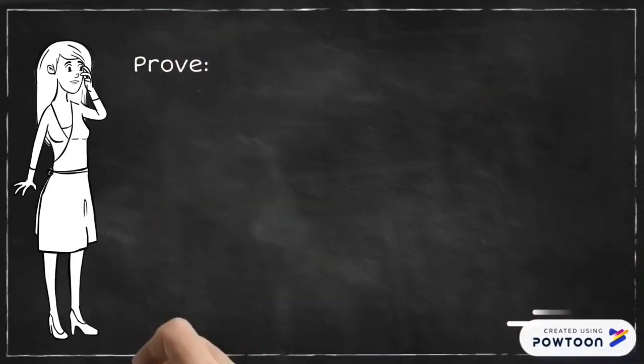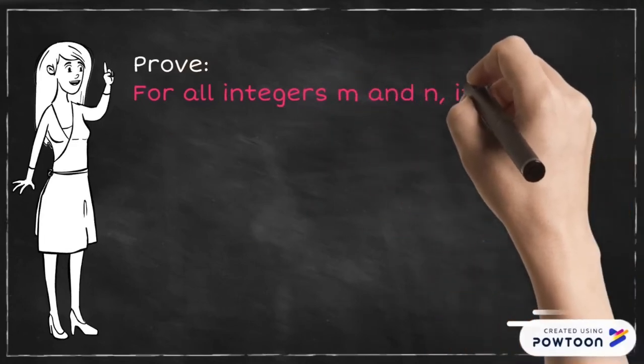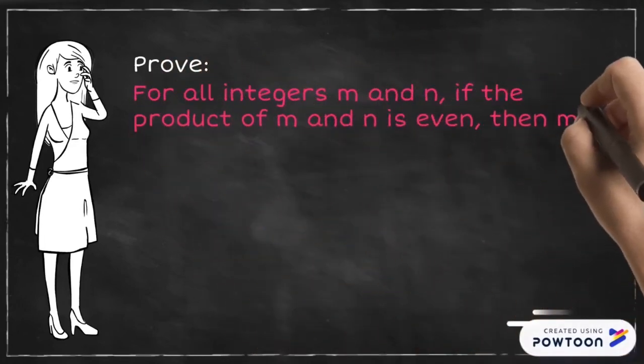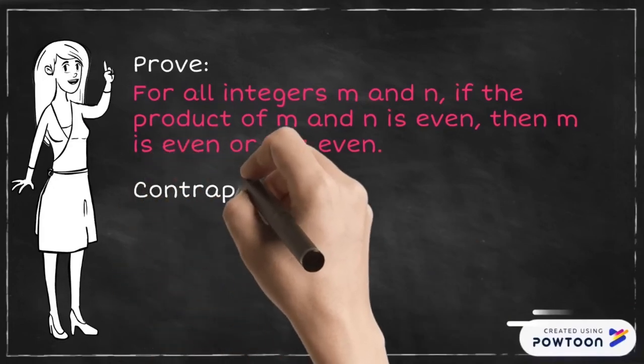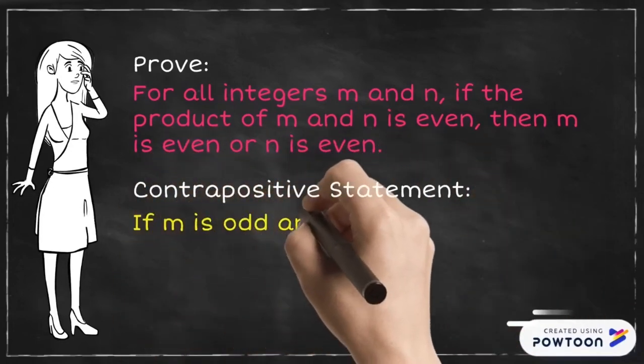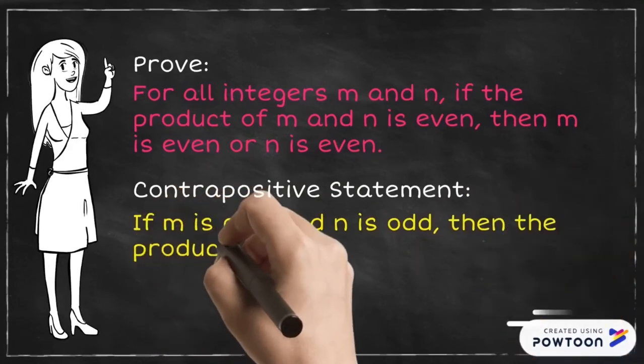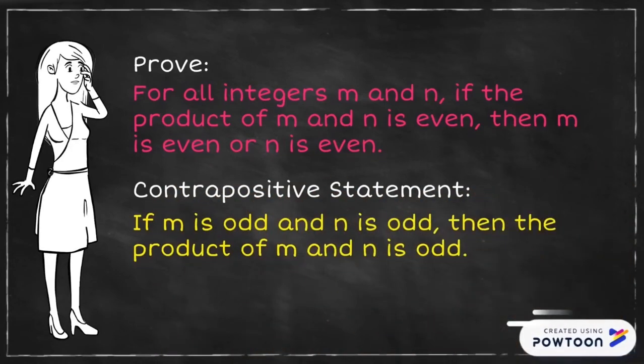For example, let us prove this statement. For all integers m and n, if the product of m and n is even, then m is even or n is even. Its contrapositive statement is, if m is odd and n is odd, then the product of m and n is odd.